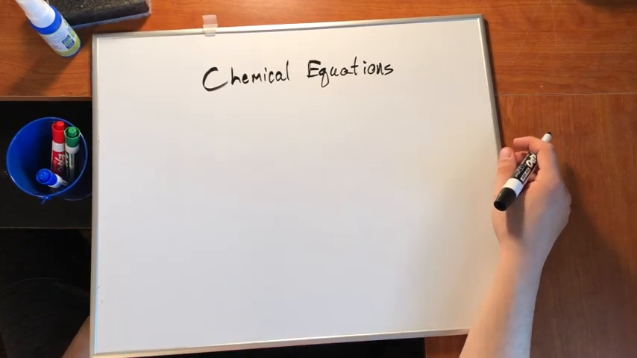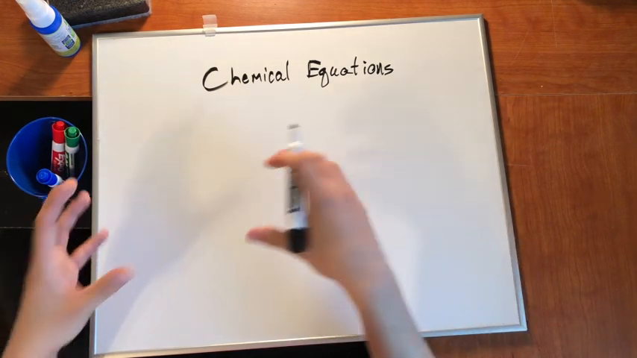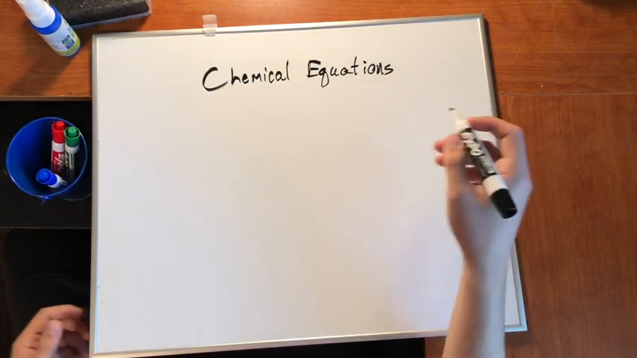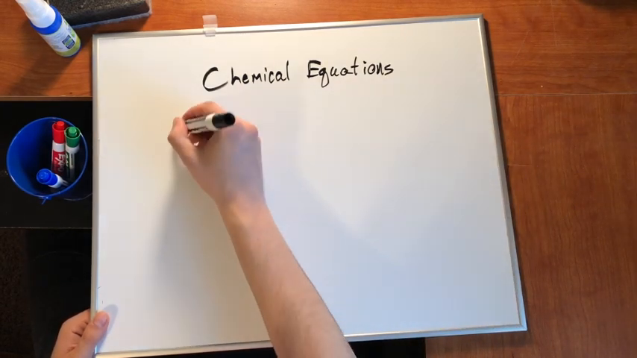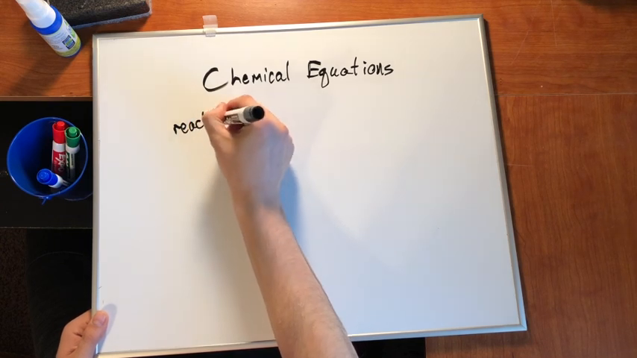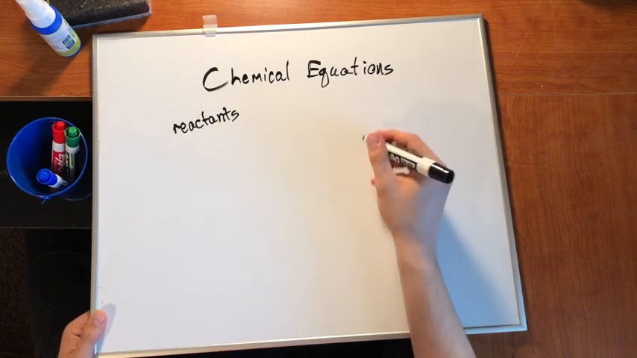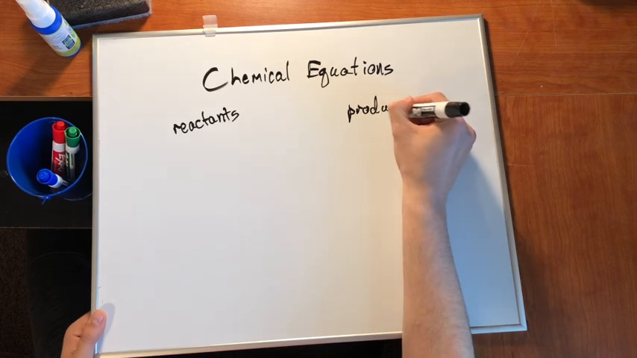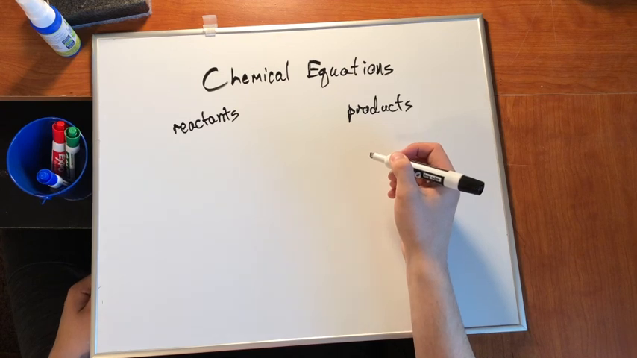So basically, what a chemical equation is just showing how two chemicals combine and make new chemicals, okay? And so we're going to have two parts of our chemical equation. On the first part, we're going to have the reactants. Okay, so that's going to go here on the left side. And then on this side, we're going to have our products. Okay, and our reactants are basically just the chemicals that we're going to start with.